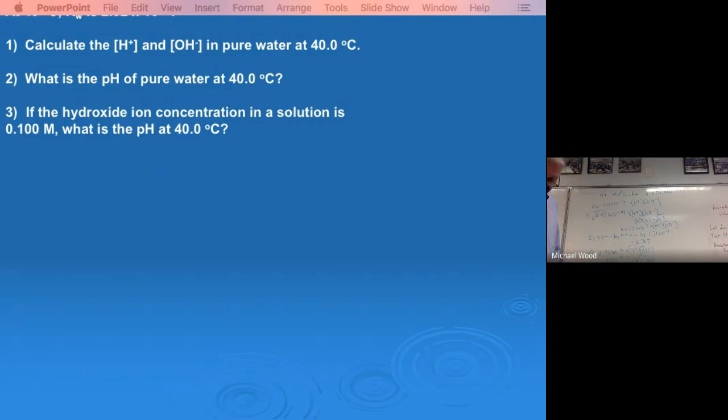So if I do the negative log of 2.92 times 10 to the negative 13, and watch my sig figs, I want 3 of them. I get 12.535 for the pH. It makes sense because it's a basic solution. Okay, but the reason I wanted to do this problem is, again, the Kw equation, the pH, the pOH, and then H plus and OH, how those work.